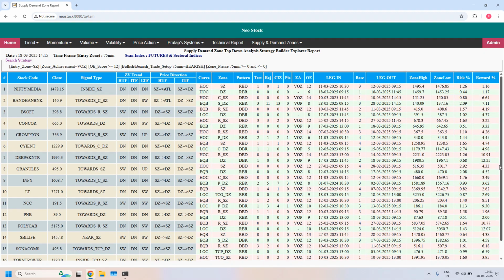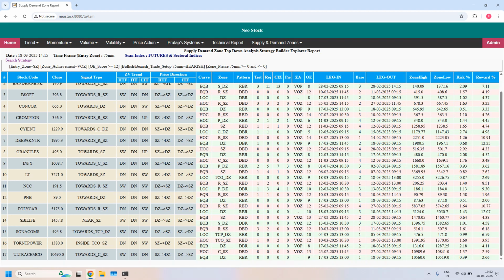I'm scrolling the list down. So total 17. All these 17 stocks are supporting bearish trade setup for weekly income trade. That means entry time frame zones are 75-minute supply zones. Now we need to look for the high probability supported 75-minute supply zones.